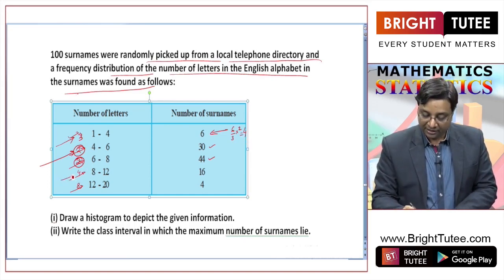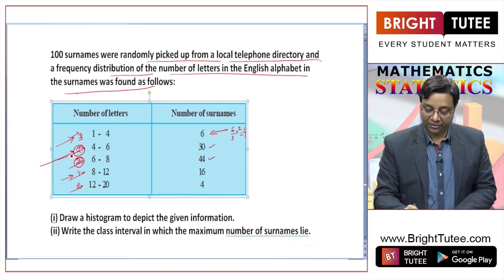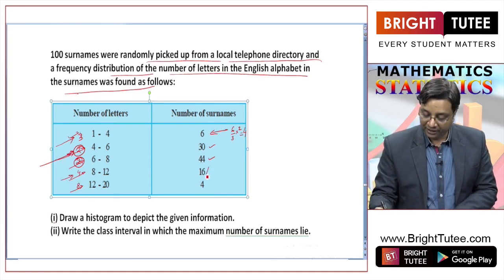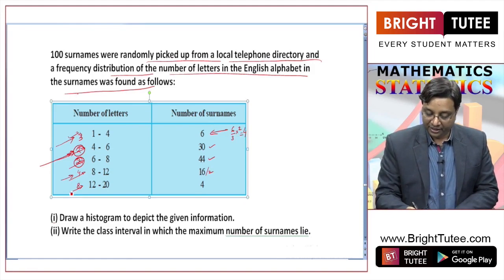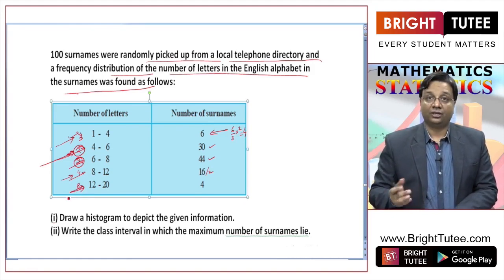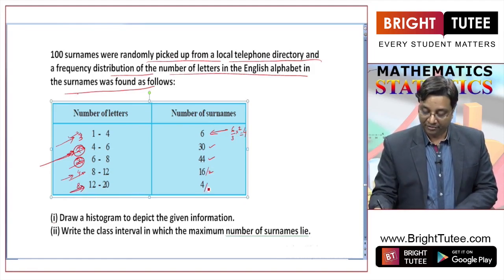Now in this class the class width is double the minimum class width, so I'll divide it by 2 simply, and here it is 4 times the minimum class width, so I'll divide it by 4 and it will become 1. So this is 8, this will remain the same as 44, this will remain 30, and this has become 4 now.